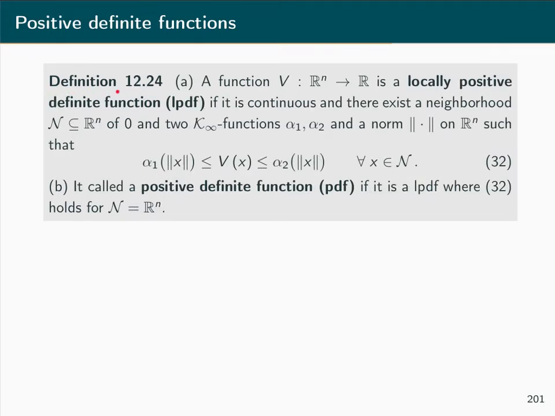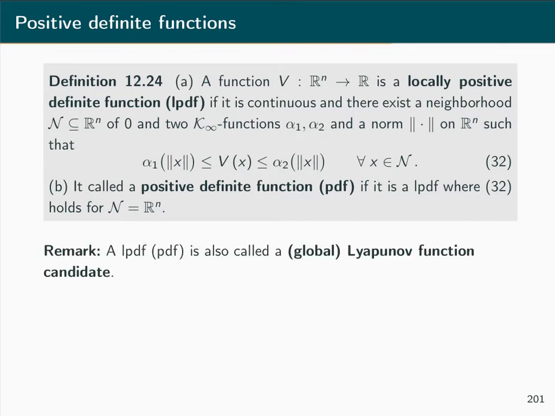Next, according to definition 12.24, a function v, which now maps from the state space R^n into R, is called a locally positive definite function, or LPDF, if it is continuous and there exists a neighborhood, which we call N, in R^n of the origin, as well as two k-infinity functions, alpha 1 and alpha 2, and a norm such that the locally positive definite function v of x is lower bounded by a k-infinity function of the norm of x, and it's also upper bounded by a k-infinity function alpha 2 of x for all x in the neighborhood N. It is called a positive definite function, or PDF, if it is a locally positive definite function on the neighborhood N, which is equal to the entire state space R^n.